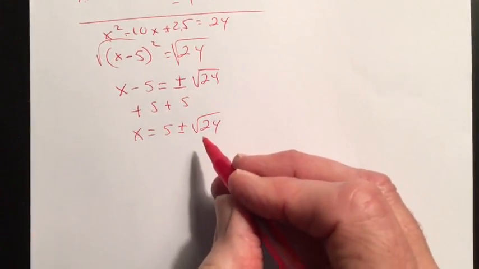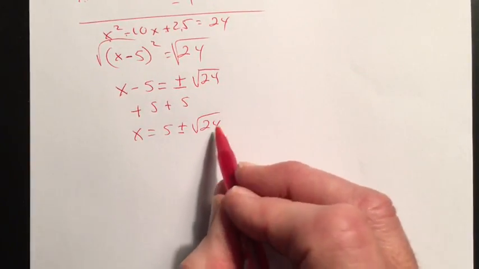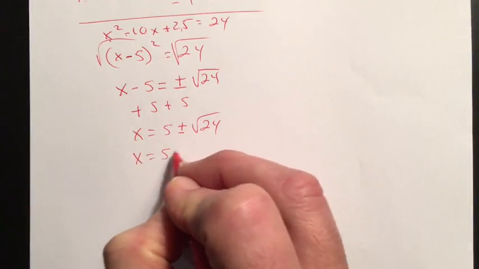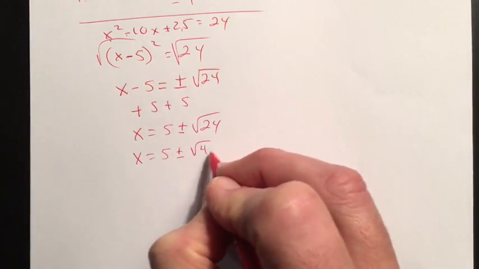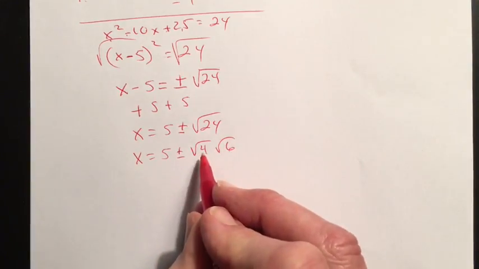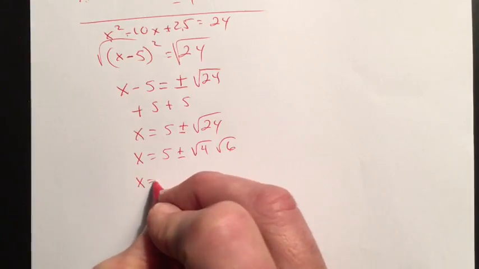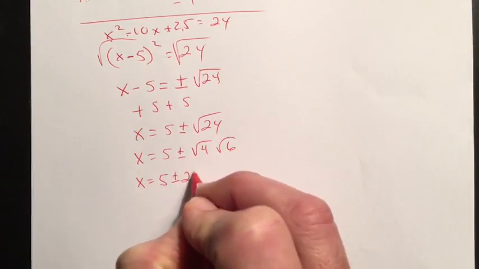Now again, you have to simplify this to a lower form and try to find a perfect square. I think 4 and 6 will work nicely. So x equals 5 plus or minus the square root of 4 times the square root of 6. I always put my perfect squares first. And of course, the square root of 4 is 2. And then we're at the answer, the fully simplified version of this: 2 square root of 6.